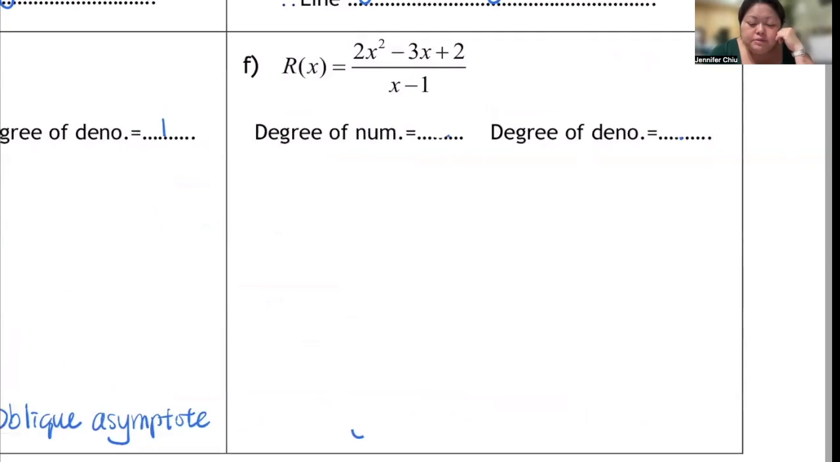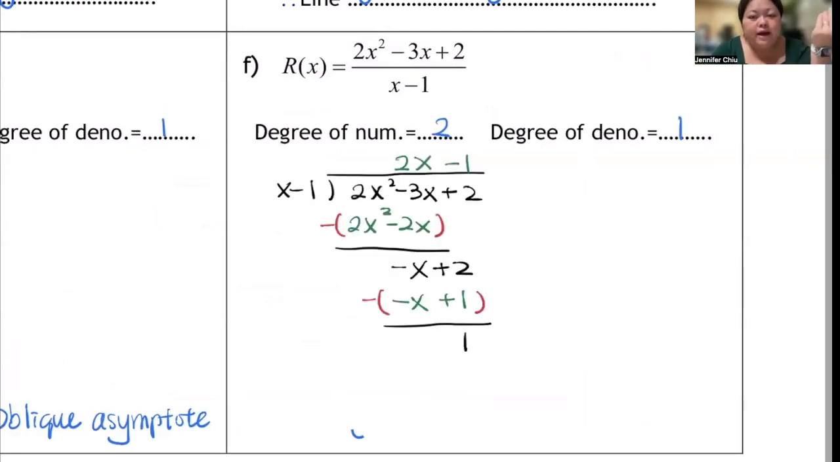Same thing in the next one. Top degree is 2, bottom degree is 1. So you go ahead and do long division again. You're going to divide through. So make sure you look through the steps and understand how I got my quotient of 2x minus 1. Therefore, 2x minus 1 is my oblique asymptote.